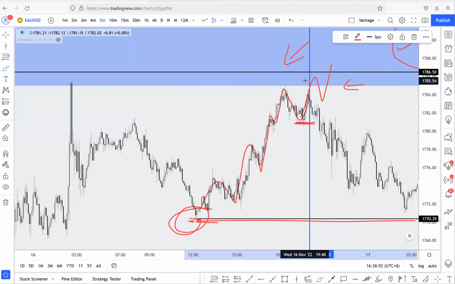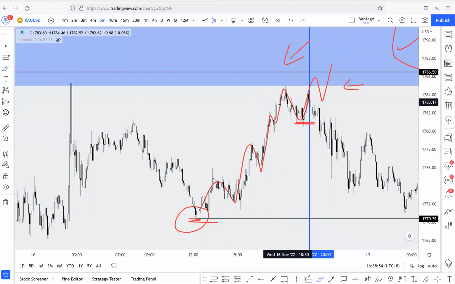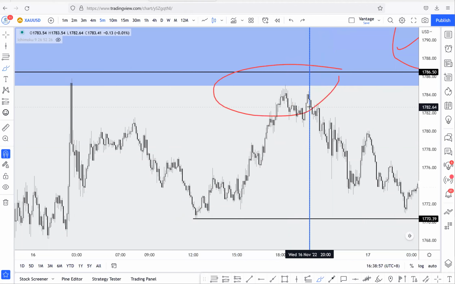So recall the M30 structure that we saw earlier. So right now we're on the 5 minutes time frame. You can see the same thing happening again. So this is the fractal nature of markets.